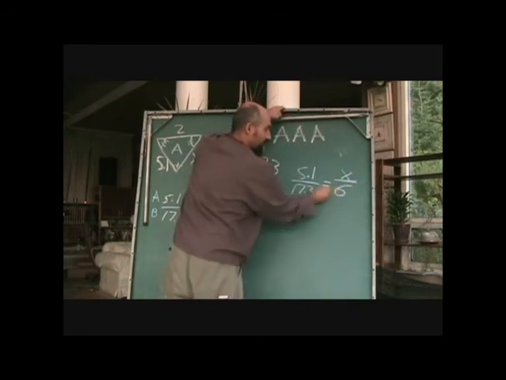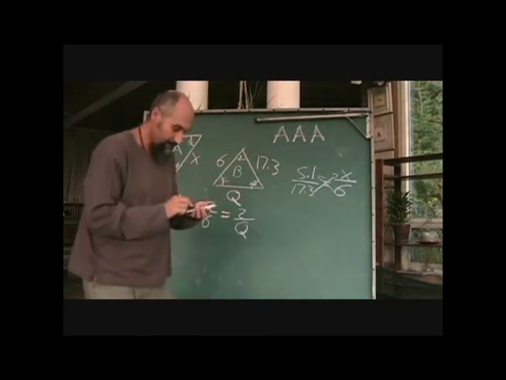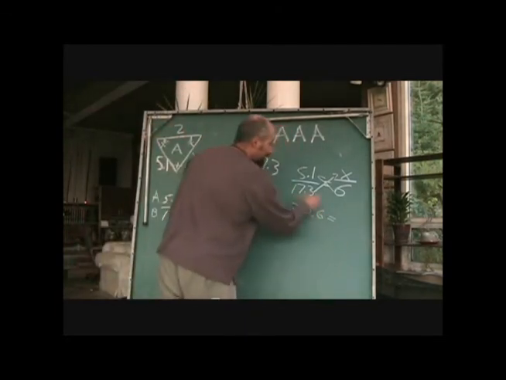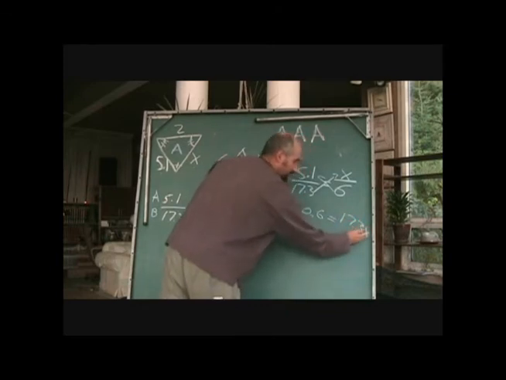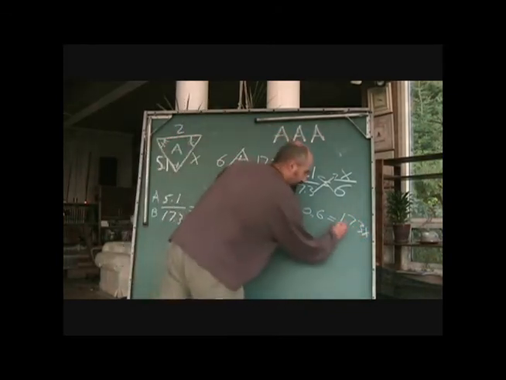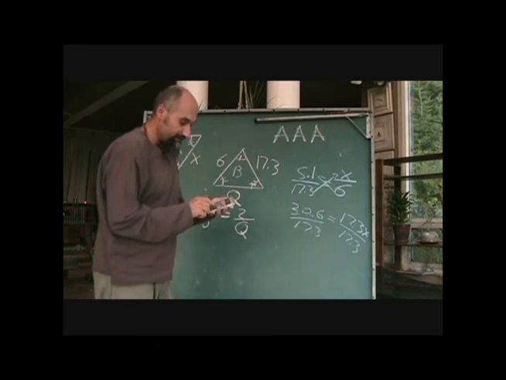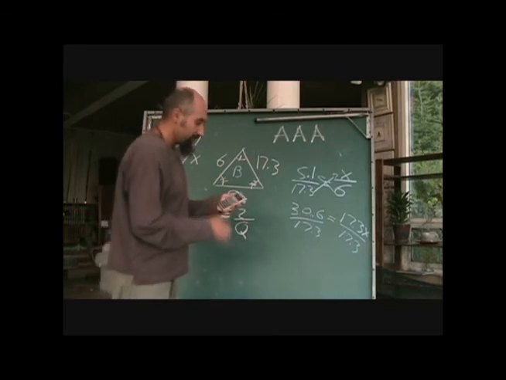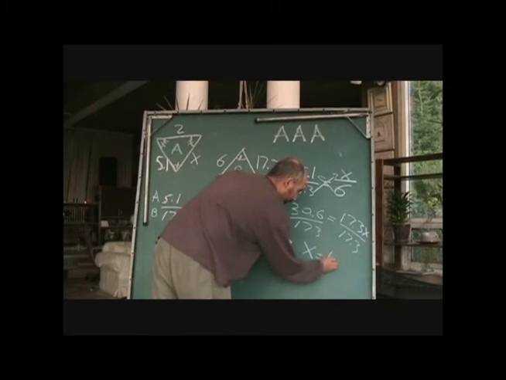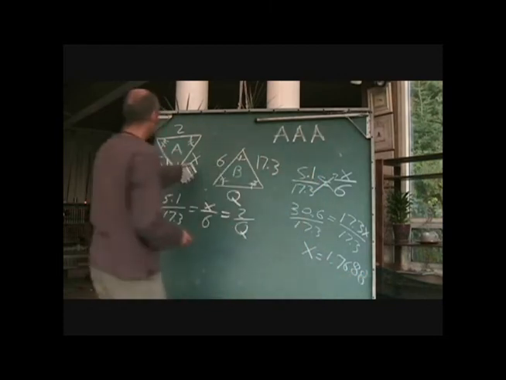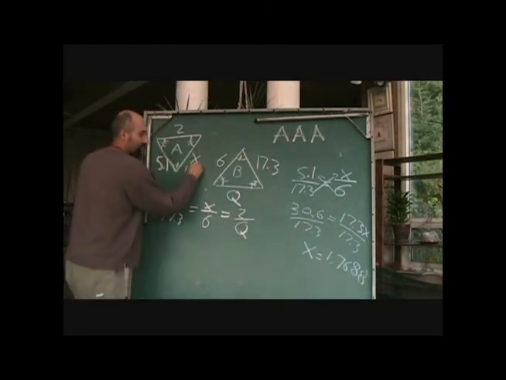So what you do now is, to get rid of your fractions, cross multiply. What we got is 6 times 5.1. 6 times 5.1 is 30.6, which is equal to 17.3 x. And what you do, you've got to get x by itself. Divide by 17.3. So 30.6 divided by 17.3 is 1.768. If you round it up, 1.769. So x is 1.769. Let's round it to 3 decimal places.